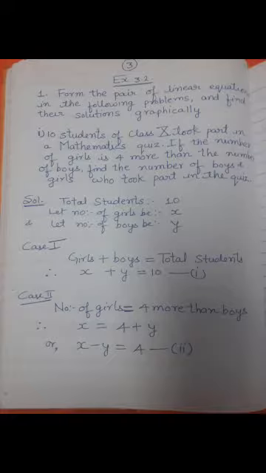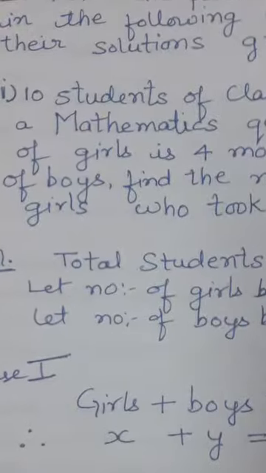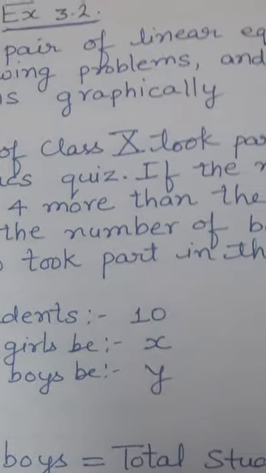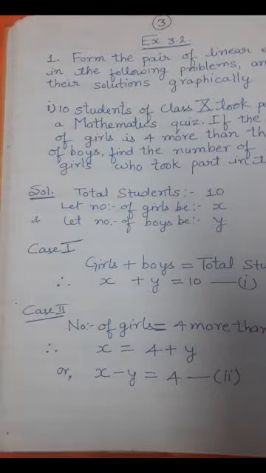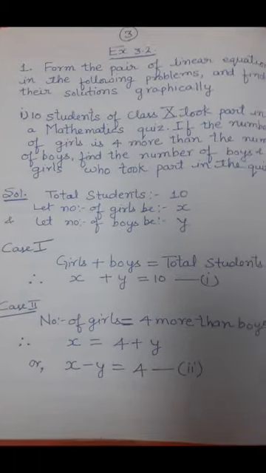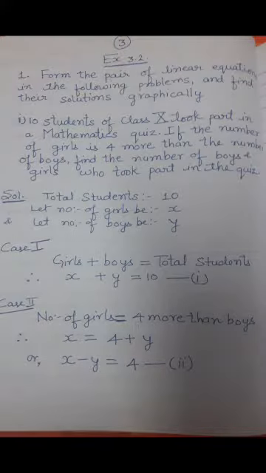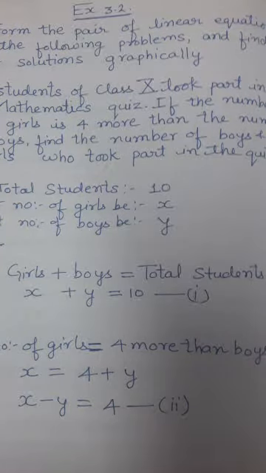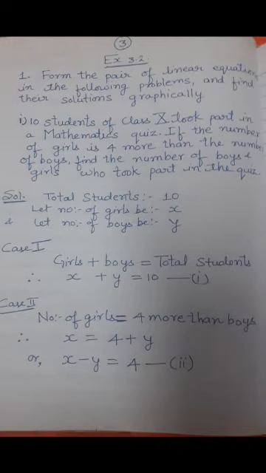Now the second case, read the question very carefully. It is given that the number of girls is 4 more than the number of boys, which means girls are more than the boys. When it says more, it means we have to add. The number of girls we have assumed as x. In place of the number of girls we write x is equal to, as it is more, we have to add 4 plus the number of boys, y.